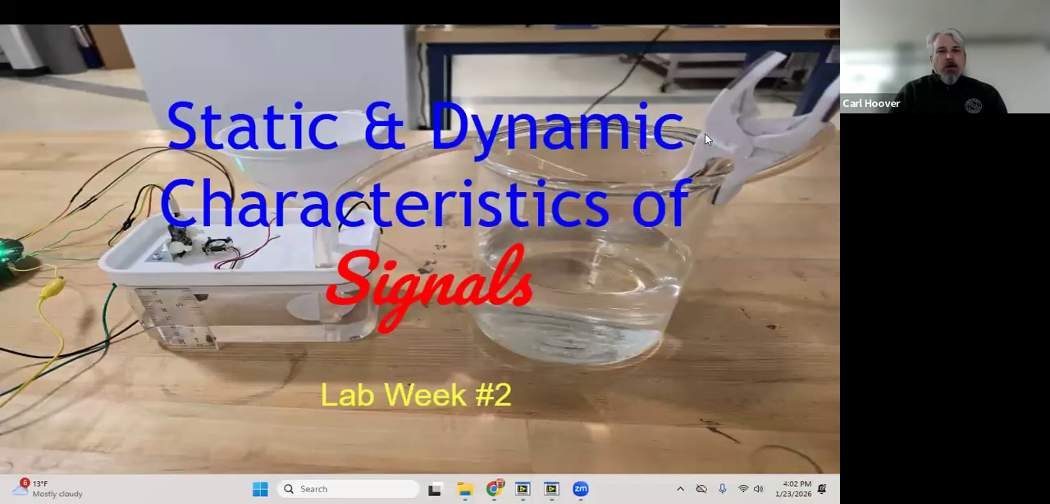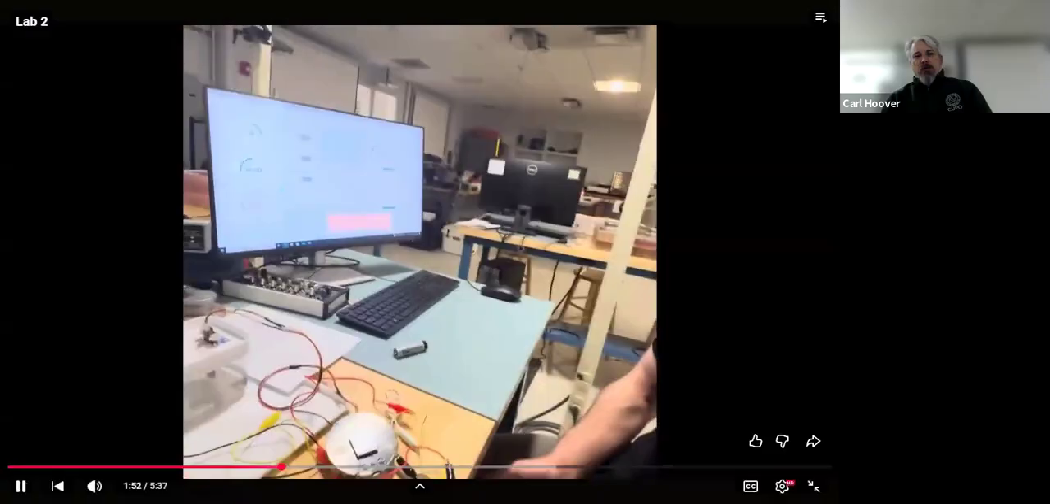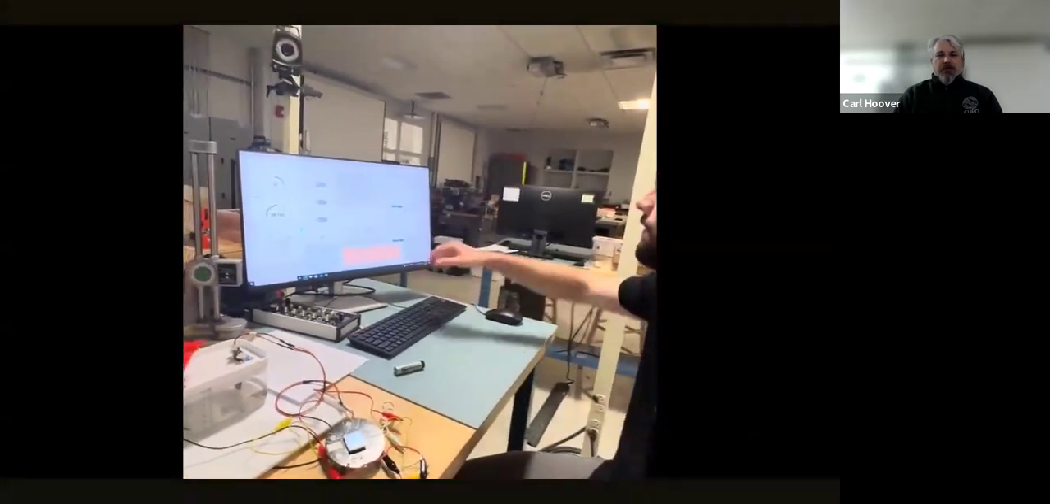Okay, this will be a quick overview of the static and dynamic characteristics of signals lab, lab week 2 in ME and AE 201. We're going to be working on an on-off fluid level controller, and we're going to be using that Arduino IoT system with our calibrated moisture sensor. We're going to take a look at an example of what to expect from this project from student demos from last year.